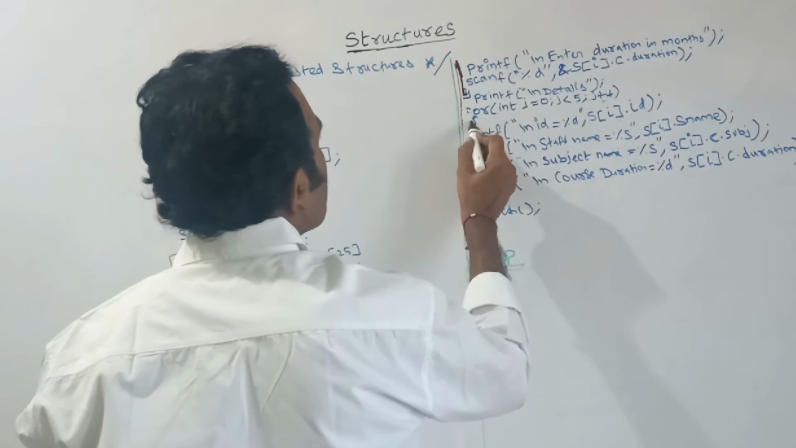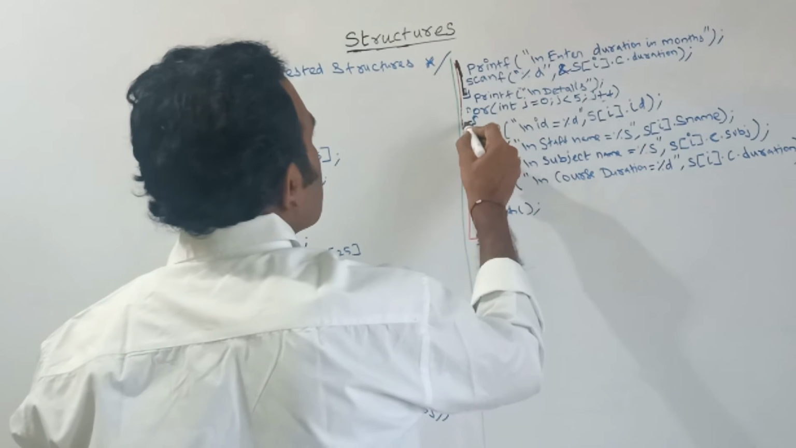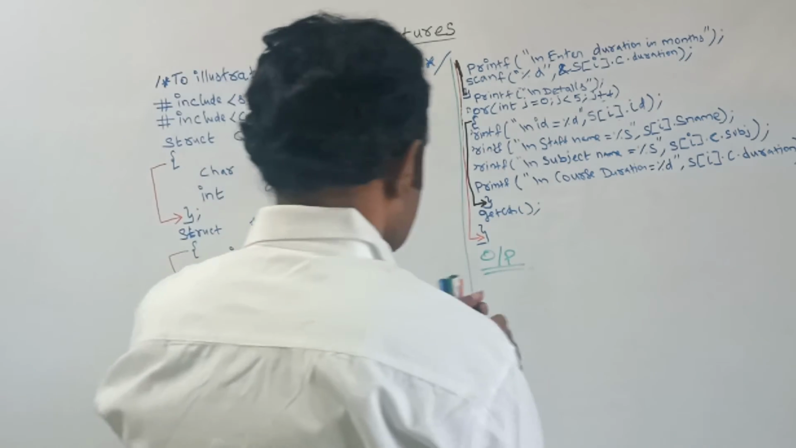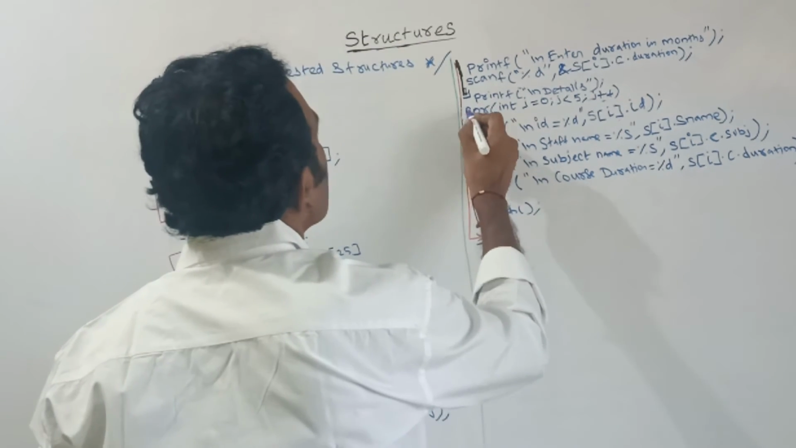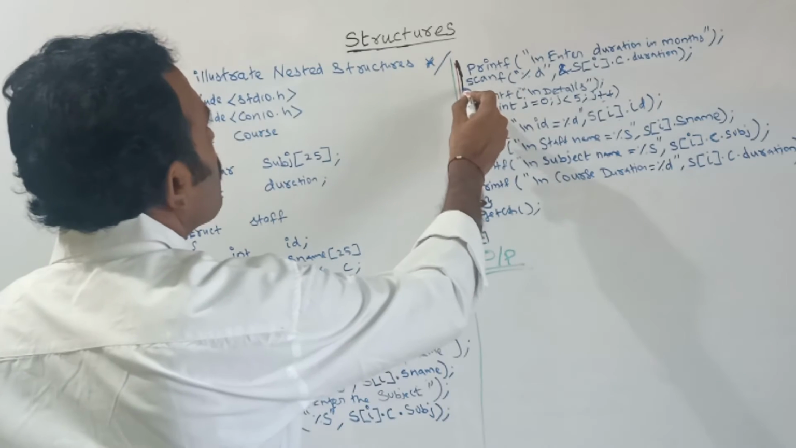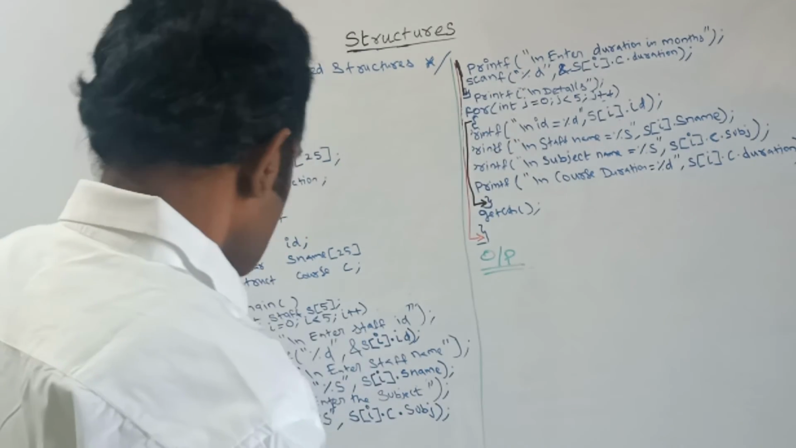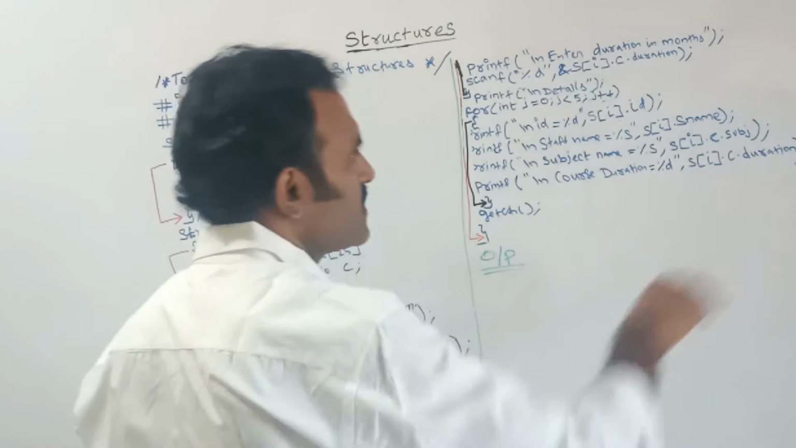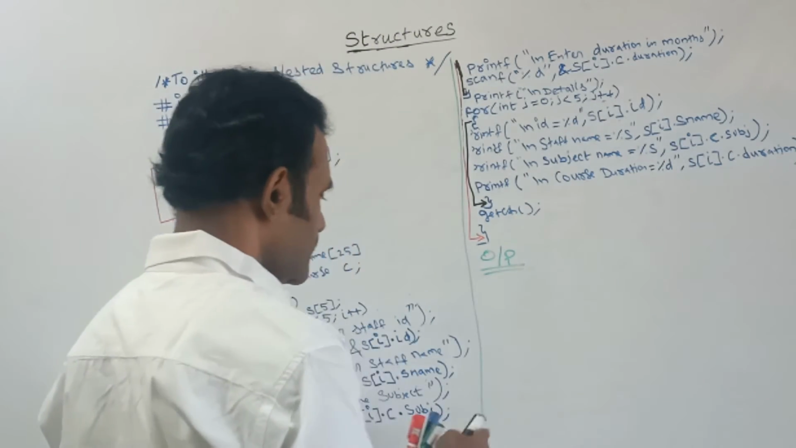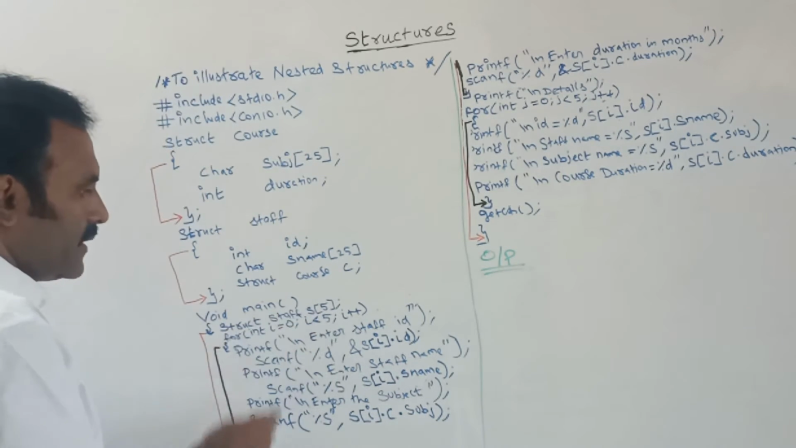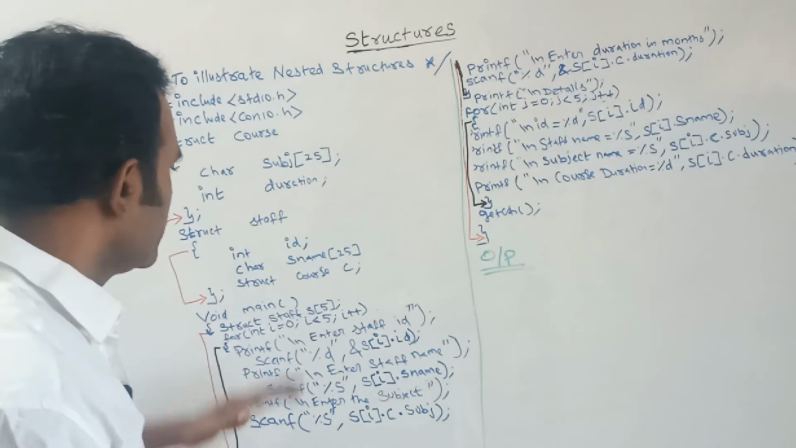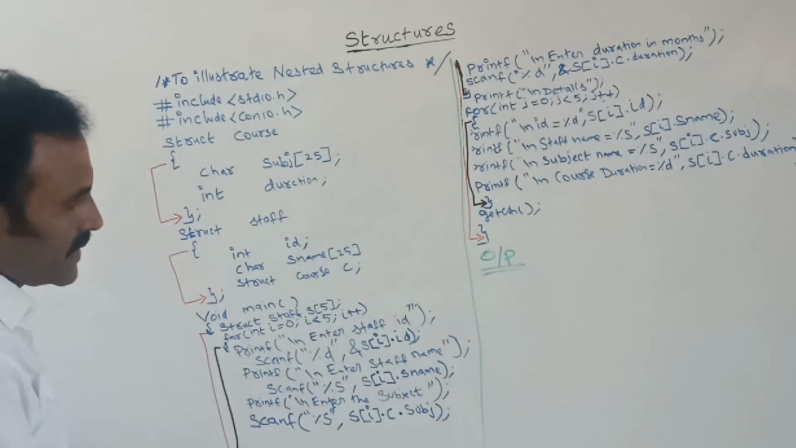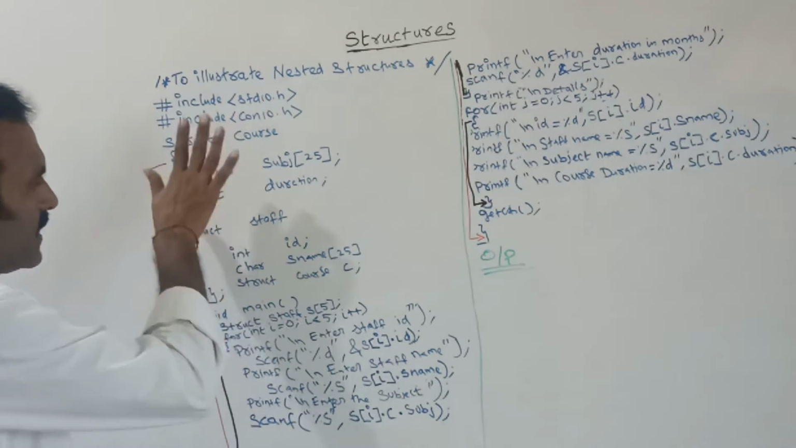Second for loop, the open brace starting here and ending here. See, previously we had seen how to give a single record. Here in this nested structure I had created the array. So each and every time when we are getting the input and displaying the output, we should specify that particular array location.